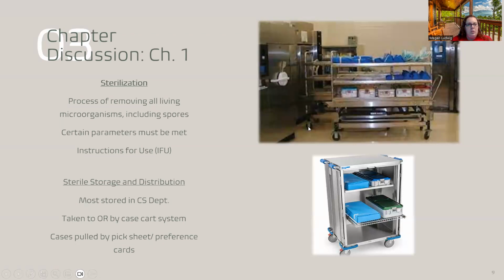Okay, so sterilization. You'll see some vocab terms throughout this. To sterilize something means you're removing all living microorganisms, and here's the key word, including spores. If you do not remove spores from an item, then they're still present. It is not sterile. Okay, there is no gray area with sterility. It's either sterile or it isn't. It's black and white. Super important to remember that.